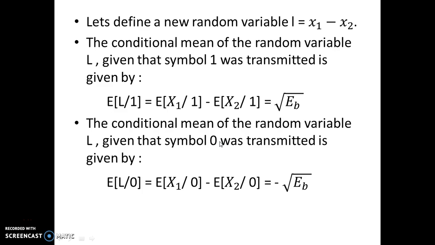Second case, when symbol 0 was transmitted. So expectation of L given that symbol 0 was transmitted. We have x1 as 0. Expectation of x1 given 0 is 0, as x1 will contain only noise, minus x2, which will have the output root EB. Expectation of x2 given 0 is root EB, so the result is minus root EB.